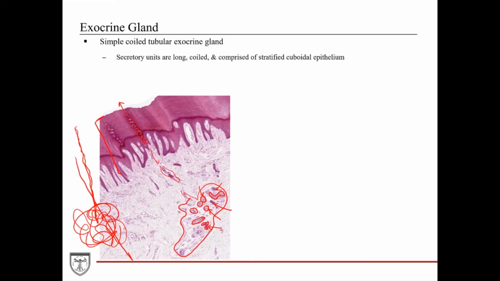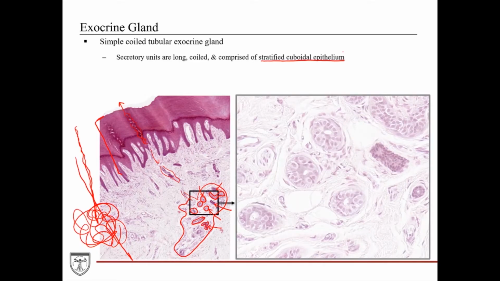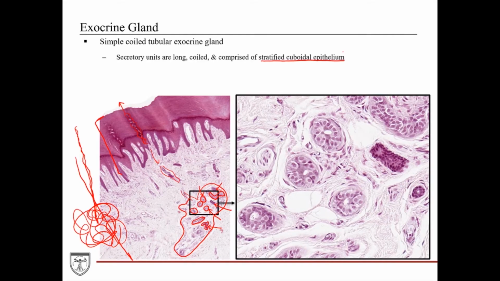The secretory units themselves are actually comprised of stratified cuboidal epithelium as opposed to a simple columnar epithelium, which we used as a generalization earlier on. So this is an exception where the tubular gland is comprised of stratified cuboidal epithelium. We can see that when we zoom in onto this particular area.